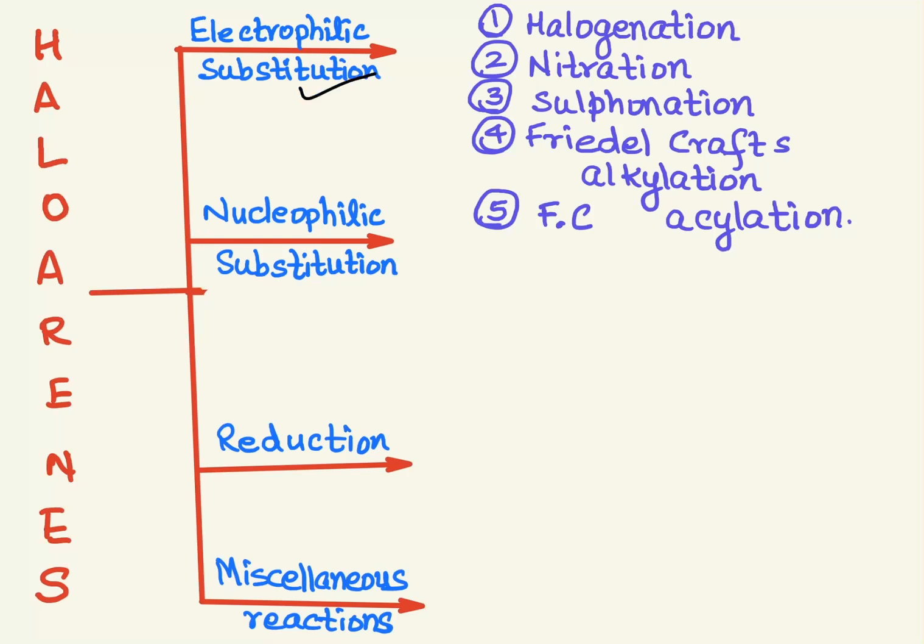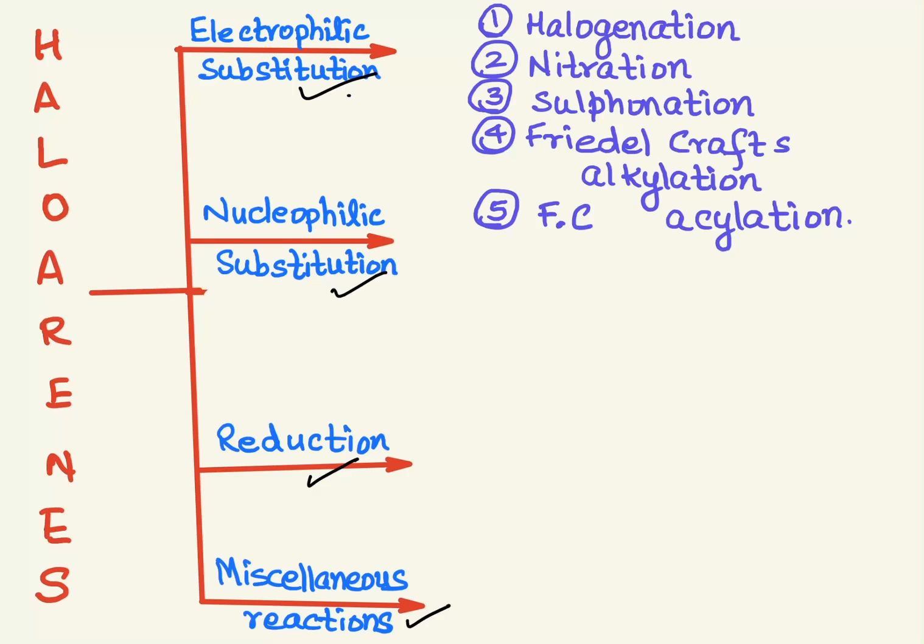We said electrophilic substitution, the main set of substitution reactions in haloarenes, nucleophilic substitution, reduction and some miscellaneous reactions which are similar to the haloalkanes, but how they are different is what we are going to study under miscellaneous.